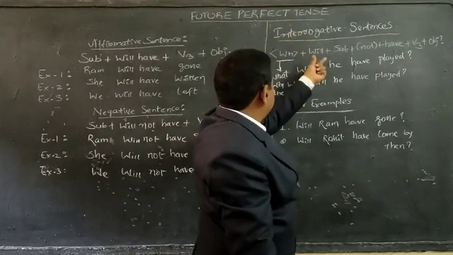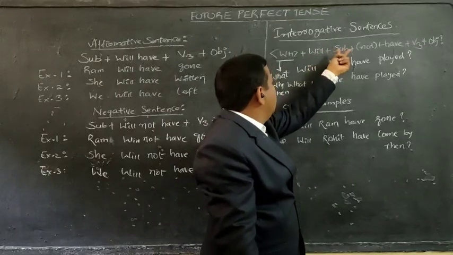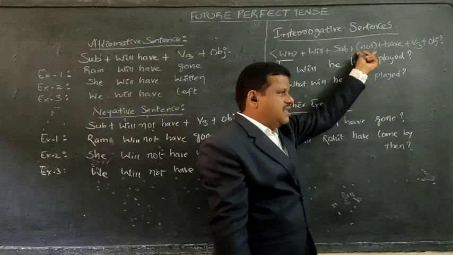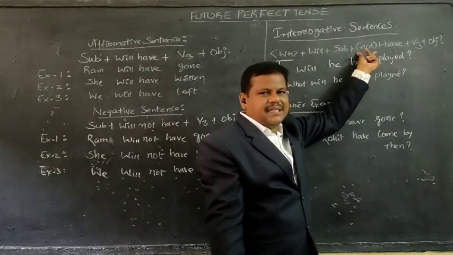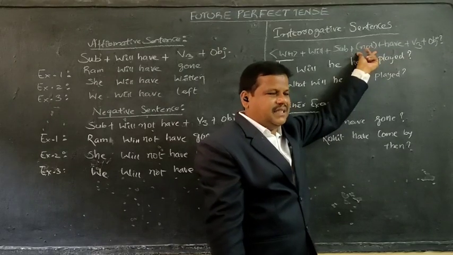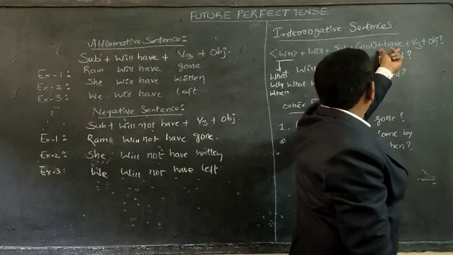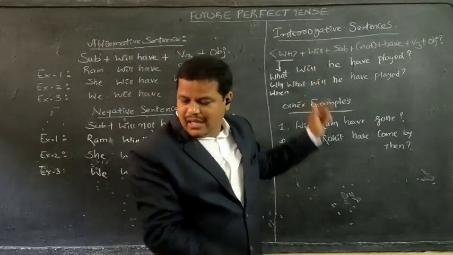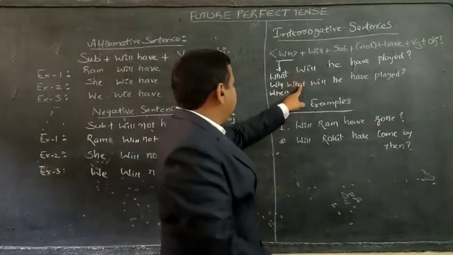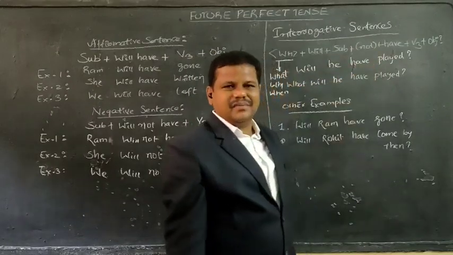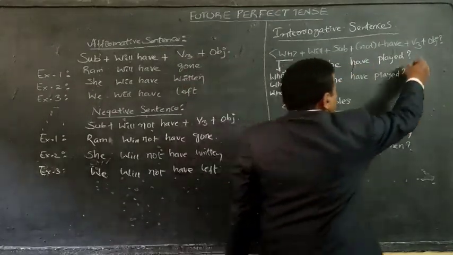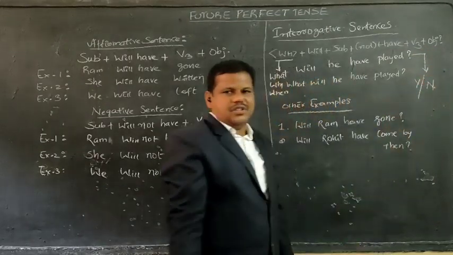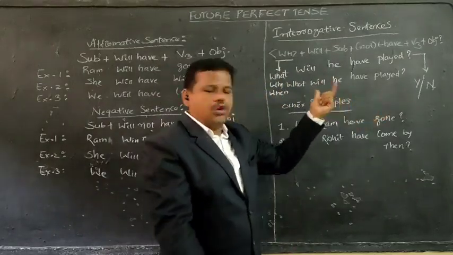Now, as we are writing the interrogative sentence with respect to the future perfect tense, first we use will. I am using will plus subject. Not is used only if the sentence contains not, otherwise it is not required. Followed by have plus V3 plus object, question mark. Let us see these two examples and we will see the difference. Will he have played? Will he have played? In this sentence, we are going to get either a yes or no type of answer. Yes, he will have played. No, he will not have played.